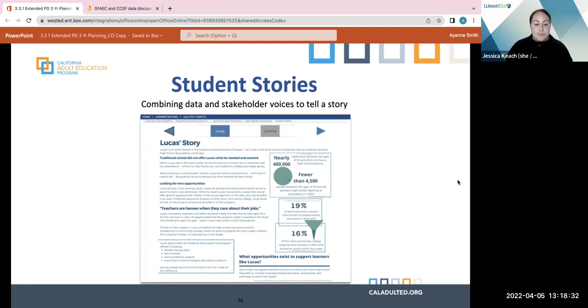Thank you so much. So in this data and in this story, you can see his experience integrated with related quantitative metrics. And those are the little charts integrated all along the data story. So an example would be 19% of adult learners transition to post-secondary, right? And he would be one of those students. And then finally, you'll see at the bottom of the data story, there's a question that prompts you to consider what opportunities exist to support students like Lucas, right?